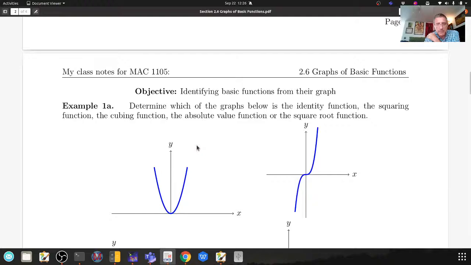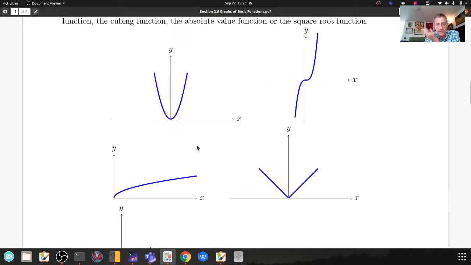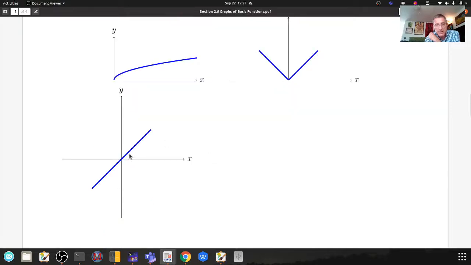So let's go on. Let's determine which of the graphs below is the identity function, the squaring function. That's easy. We've already done those. This is the squaring function. This is the cubing function. This is the absolute value function. This is the square root function, and immediately we know that because its domain is restricted. It starts right there at x equals 0 and doesn't have any range values that are negative or any domain values that are negative, and this is the identity function.